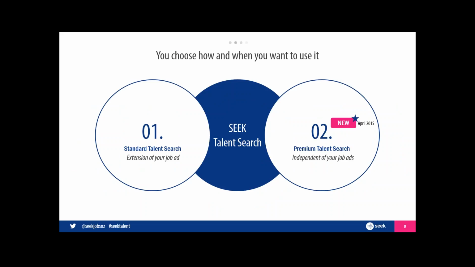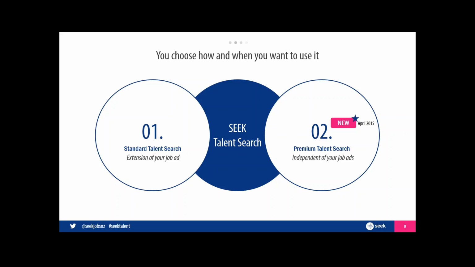So we'll talk about the standard option. So standard talent search, what we've done is we've created a way for us to be able to use the content in your job ad to be able to look through our talent search platform and find candidates that we think are relevant. And what we do is we use some technology, so data science, to push your ad and remarket it back out to those candidates. But on the other side, we also provide you with the list, right?